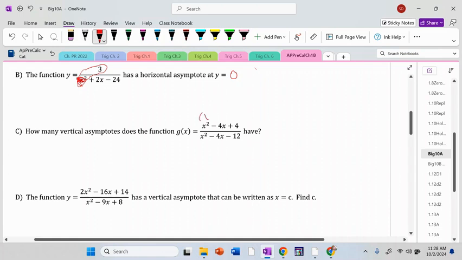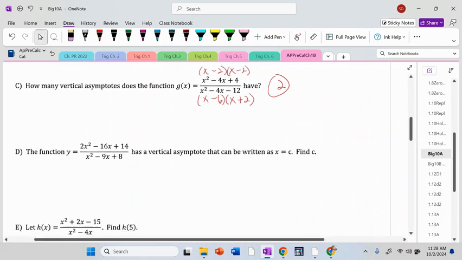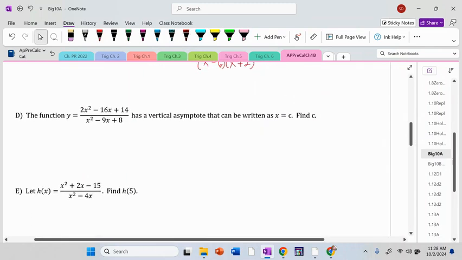Vertical asymptotes. Be careful. Good factors. Negative 6 times positive 2 is negative 12, and negative 6 plus 2 is negative 4. So there are 2 vertical asymptotes. That's the question: how many are there? Because if this would have canceled, then there would only be 1. So you've got to be careful there, canceling which ones are which.